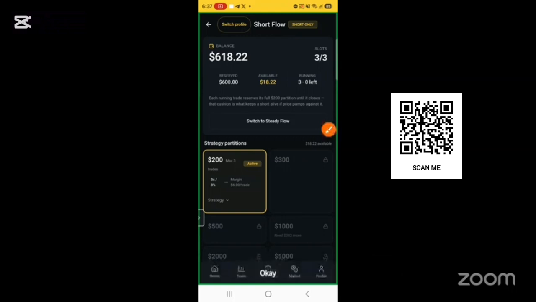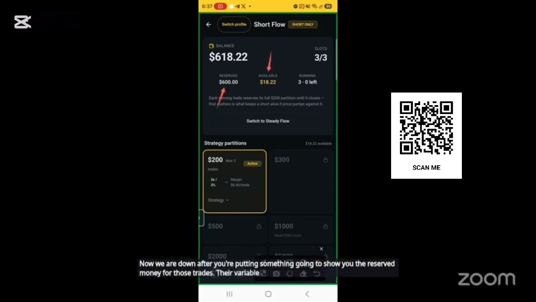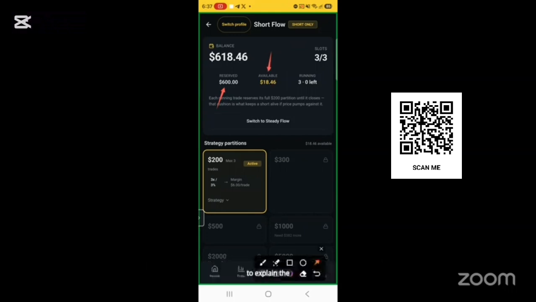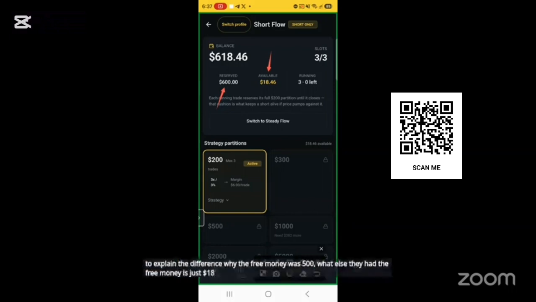Now, down here, after you put in some trades, it's going to show you the reserved money for those trades, and the available balance, that is free money. Now it's telling you the true free money after we subtract all the trades that are running. This is the true free money. And I'm going to explain why on the other side the free money was 500, whereas the free money here is just $18. Then it shows you that you're running 3 trades and you're left with 0 trades to run because your balance has been locked up for running those trades.